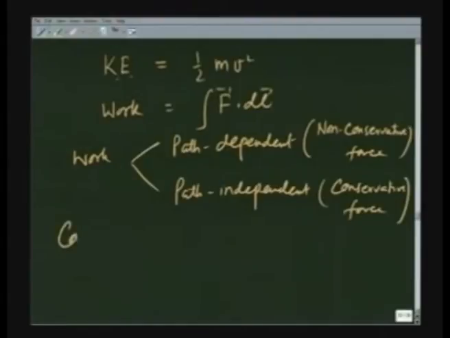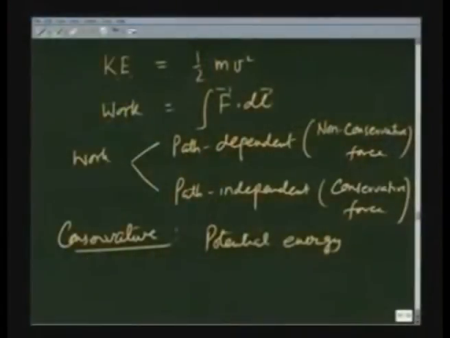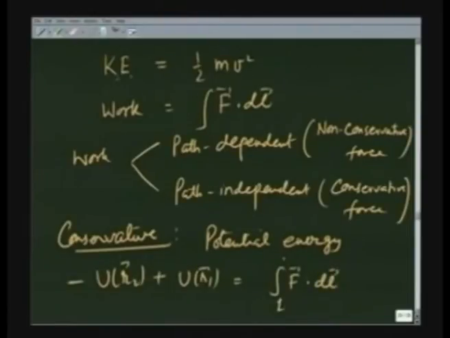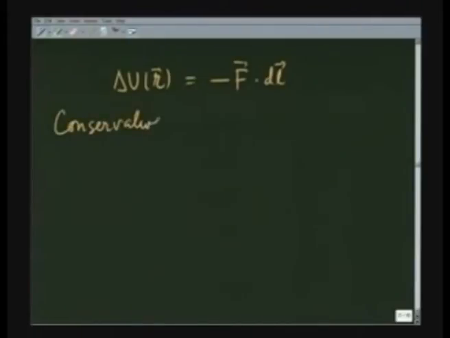And if it is conservative I can define a quantity called potential energy. Actually I should really say it is the difference in potential energy which is defined as U(R2) minus U(R1) equal to minus the integral of F dot dl between 1 and 2, and we saw that the change in the potential energy at a position is equal to minus F at that point dotted with dl. And for conservative forces, KE plus U is a constant.